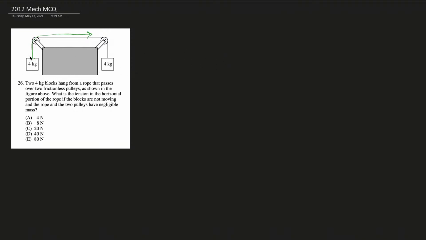So if we just look at one of these 4-kilogram blocks, we know that there is a mg force pulling down on it and a tension force pulling up on it. This is all we have to solve for, the tension force. Because the system is not moving, we know that mg minus the tension force is equal to ma, and because the acceleration is 0, this entire thing becomes 0.